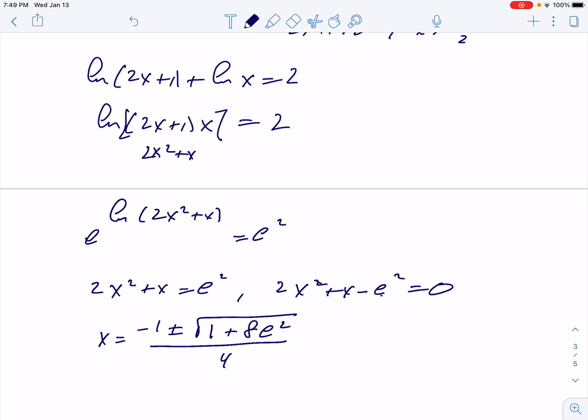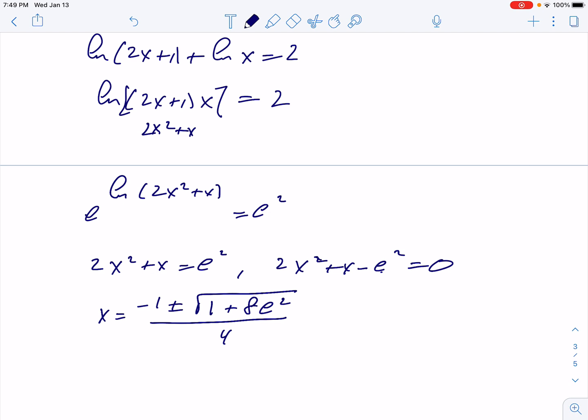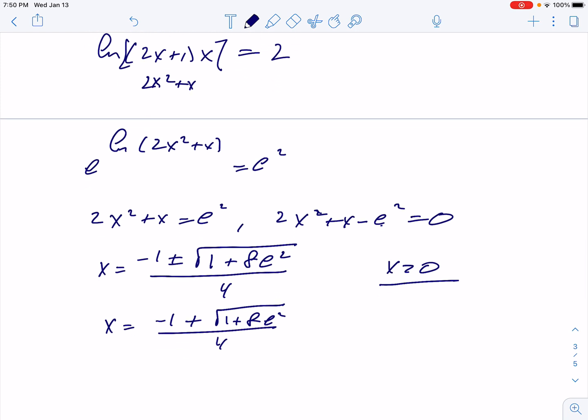Okay, and now remember we have this restriction, x has to be positive, so we have to take with plus only, and here is the answer. -1 plus square root 1 plus 8 e squared over 4. This will be a positive quantity because this radical is bigger than 1, obviously. Okay, download number 12. Moving further.